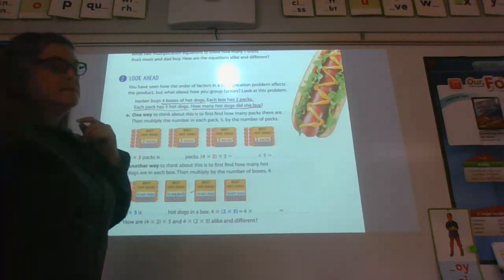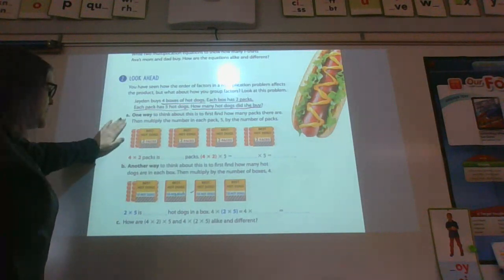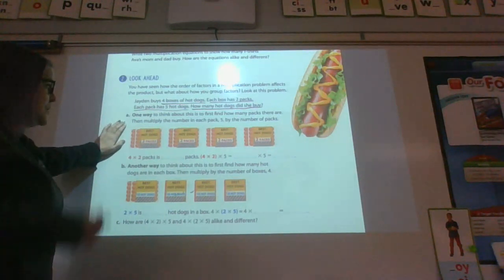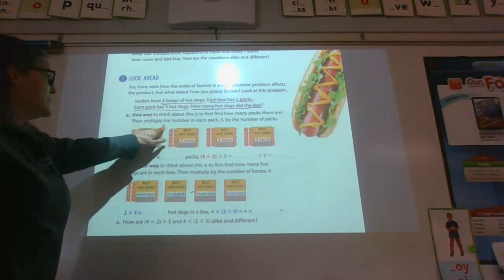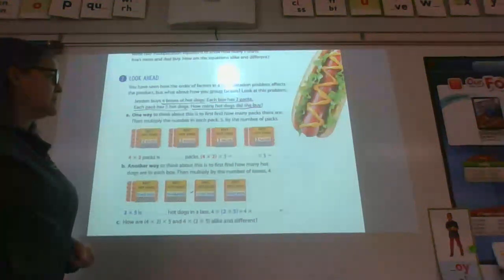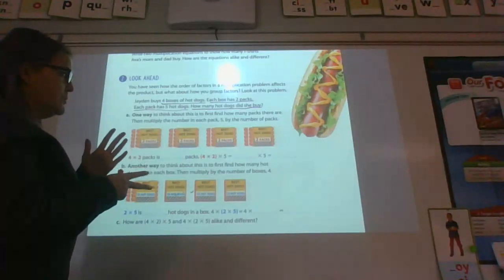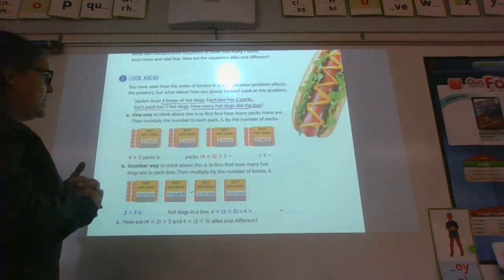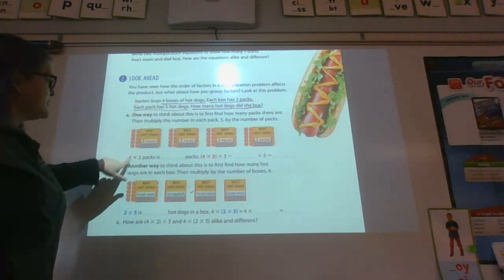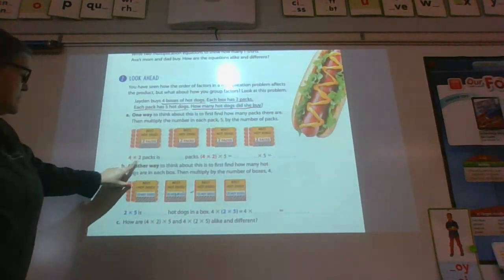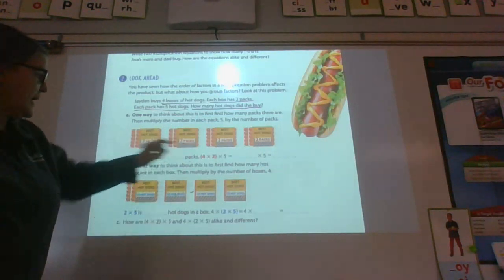Okay. Don't leave. You're going to want to know how to solve this. So back to letter A. One way we can do this is to find how many packs there are. Then multiply the number in each pack, 5, by the number of packs, 2. So here's down here what we might think about doing. There's the 4 and the 2. So we have 4 times 2 packs is how many packs?